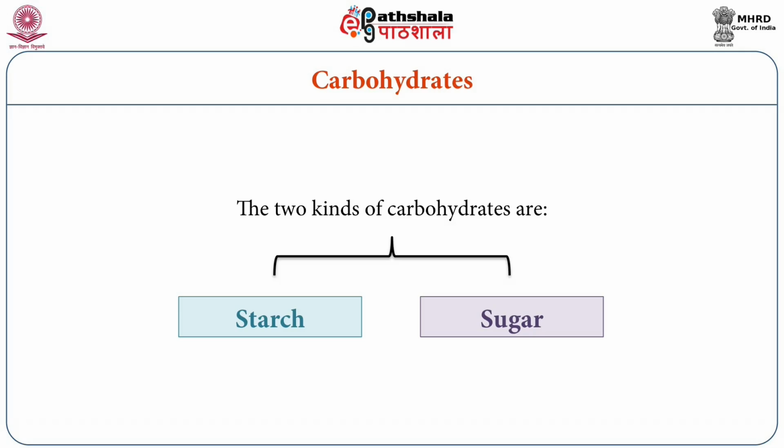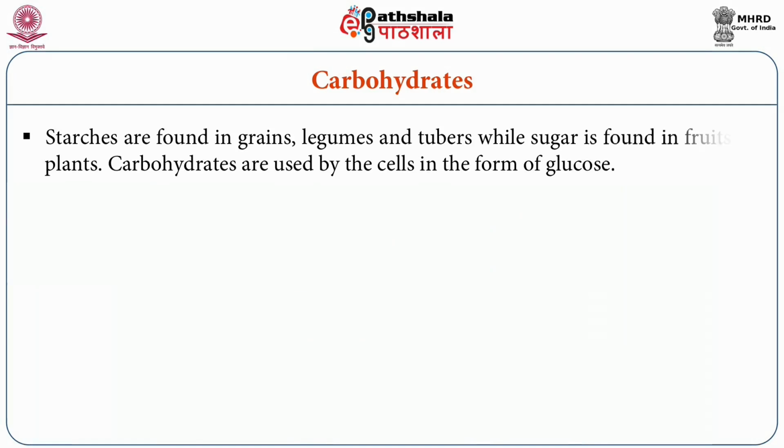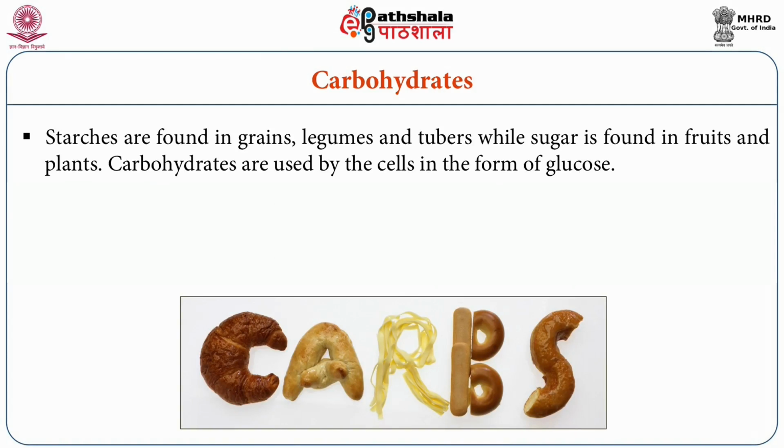Now coming to the first component, the starches are found in grains, legumes and tubers, while sugar is found in fruits, jaggery, etc. These carbohydrates are used by the body to give energy to the body. Each gram of carbohydrate which is burnt gives us 4 kilocalories of energy to perform work and different activities required for us.